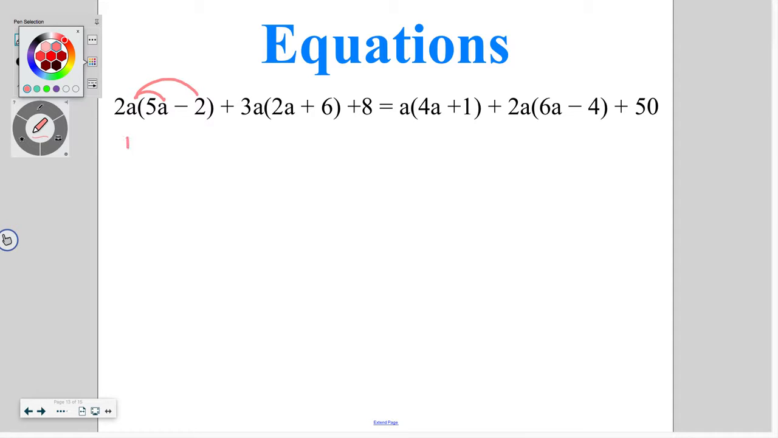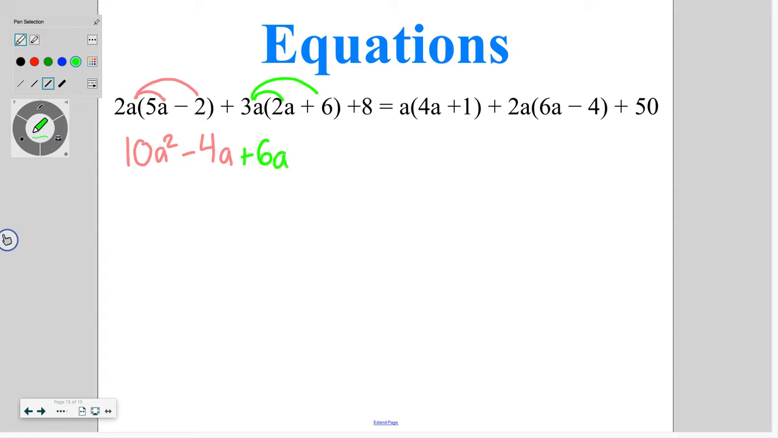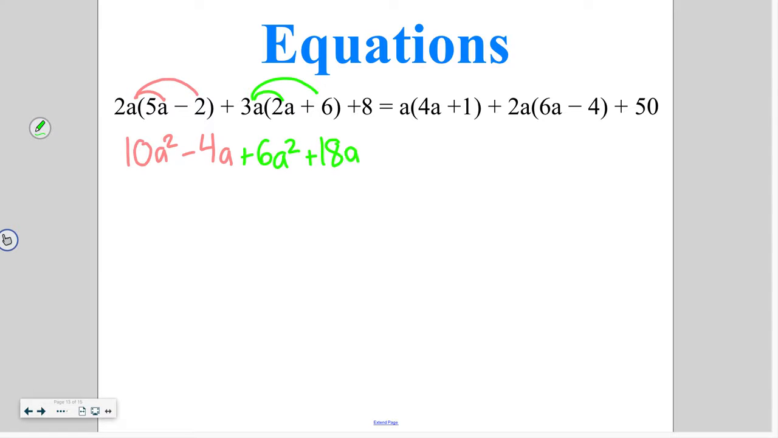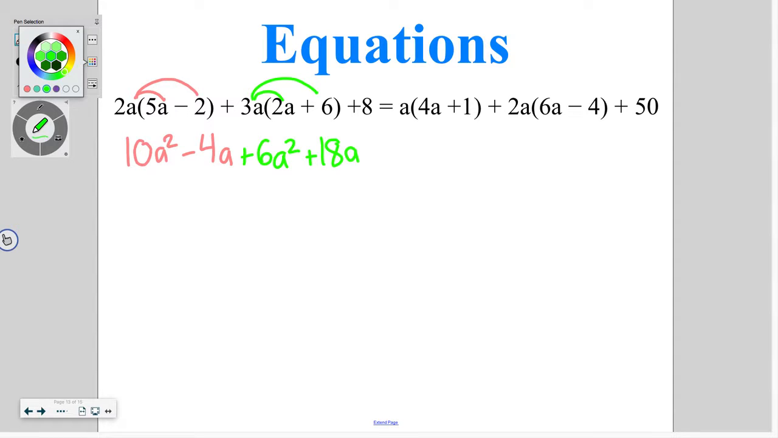So I've got 10a squared minus 4a. Then I'm going to move on to my next distribution, and I've got plus 6a squared plus 18a. And then on the end, I just have my plus 8 that isn't being distributed to anything. So that takes care of our left side of the equation.